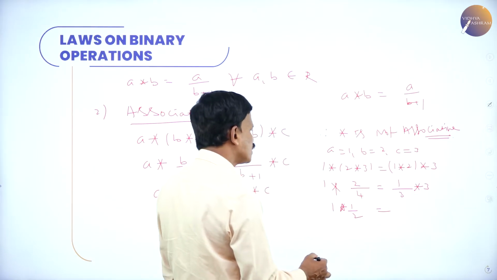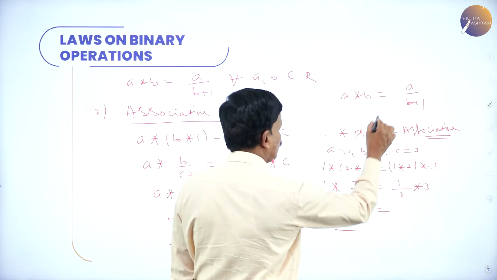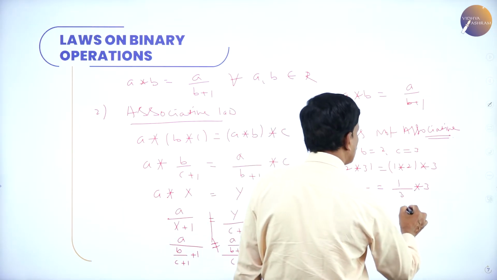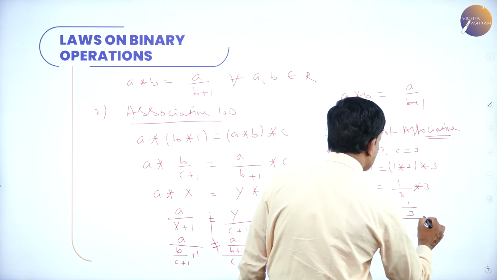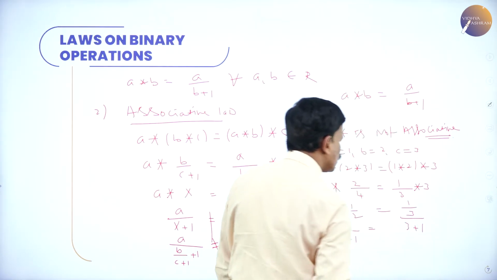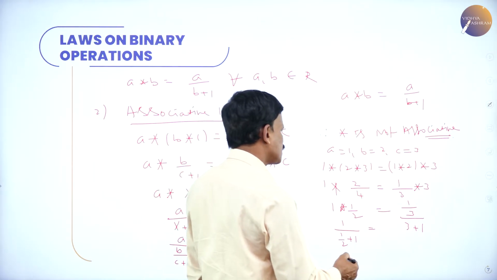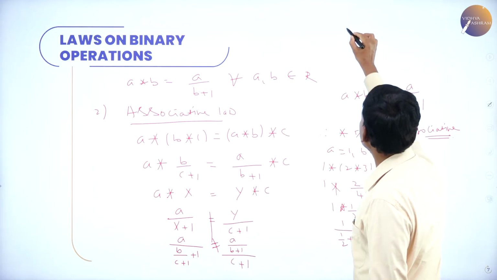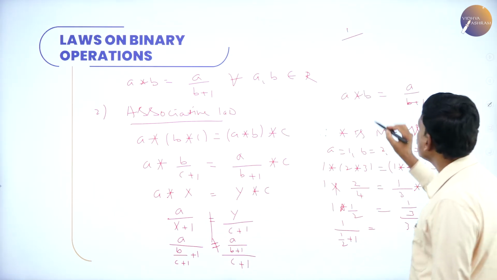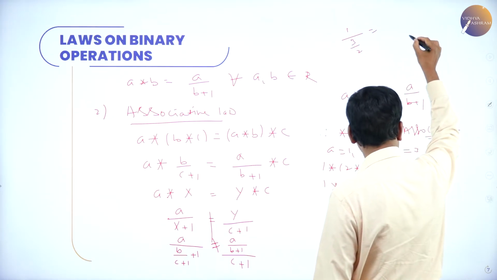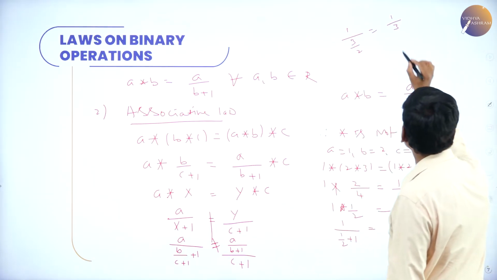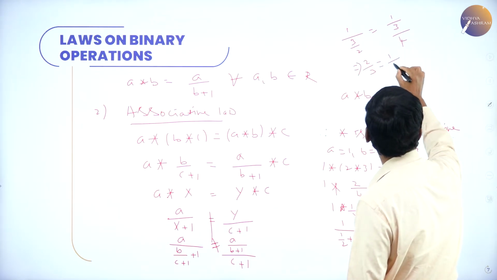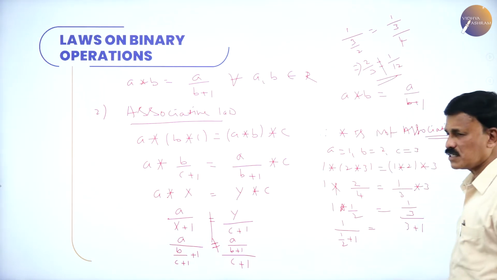So simplify this. 1 star 2 can be written as 1 divided by 2 plus 1, so half plus 1. This is nothing but 1 by 3. Then 1 by 3 divided by 3 plus 1. If you simplify this, what you will get? 1 divided by 3 ones are 3 plus 1 is 3 by 2, so 1 divided by 3 by 2. This is 1 by 3 divided by 3 plus 1 is 4. So 2 by 3 is not equal to 1 by 2.